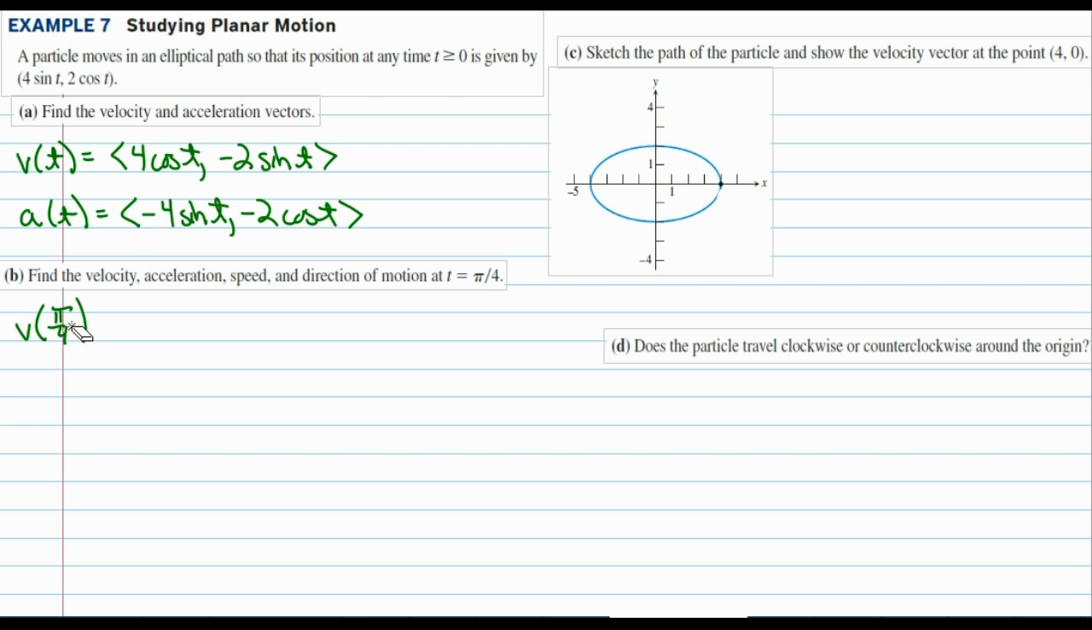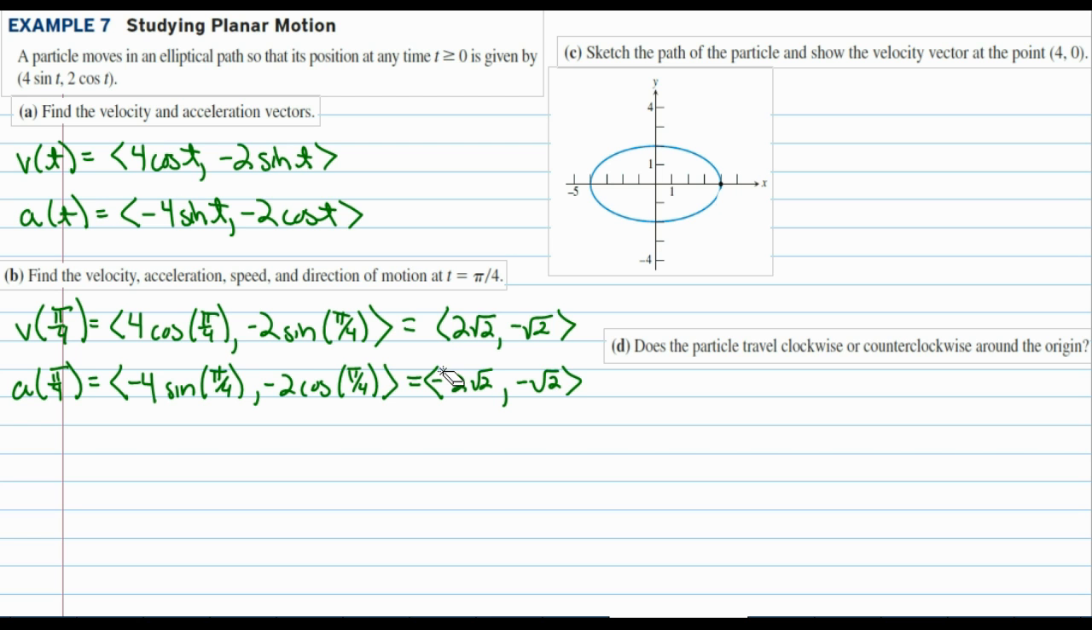Well, the velocity at pi over 4 means I'm just going to plug in pi over 4 for t, and I get 2 square root 2 comma negative square root 2. Now remember, that also gives me a little bit of the direction too. I'm going to use that for my direction of motion in a few seconds. Acceleration, plug in pi over 4, and I get negative 2 square root 2 comma negative square root 2. Again, these are horizontal velocity and acceleration, and then vertical velocity and acceleration.